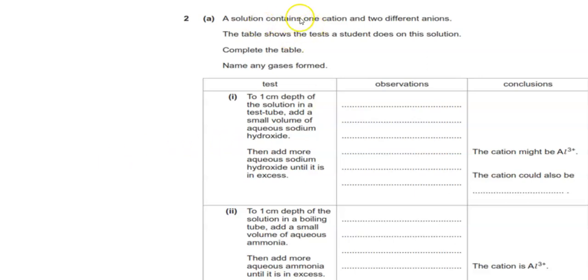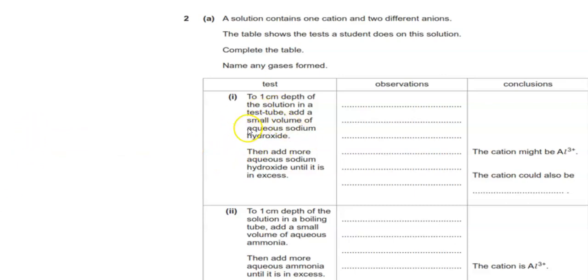A solution contains one cation and two different anions, and the table shows tests a student does on this solution. Complete the table. Name any gases formed. Now, to 1 centimeter depth of the solution in a test tube, add a small volume of sodium hydroxide.